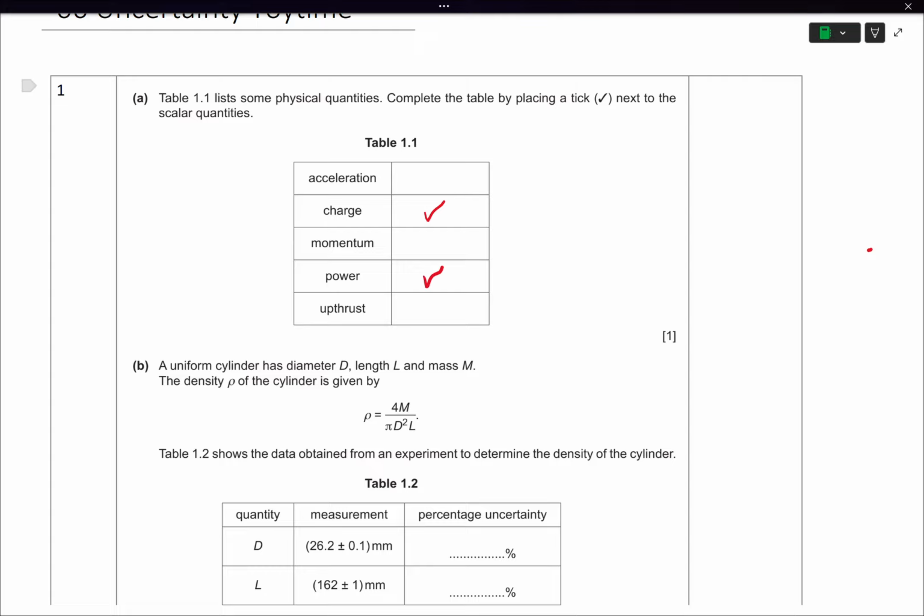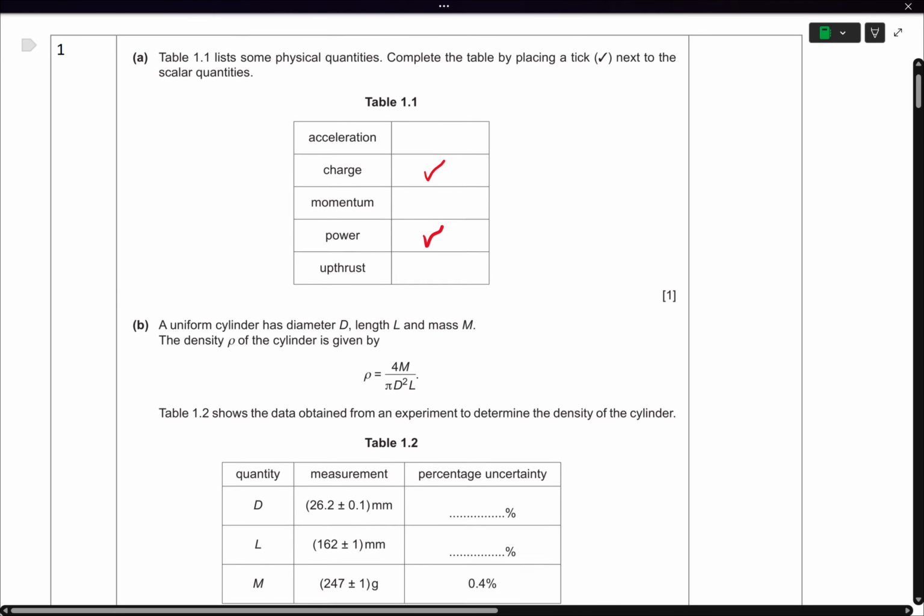Power, the energy transferred per second, has no direction associated with it. Energy is a scalar quantity, so power must also be a scalar quantity. Upthrust is an example of a force, so it's a vector quantity, so just charge and power.